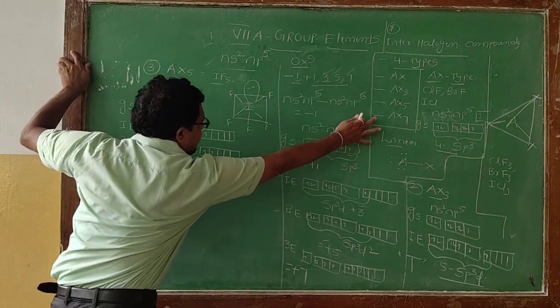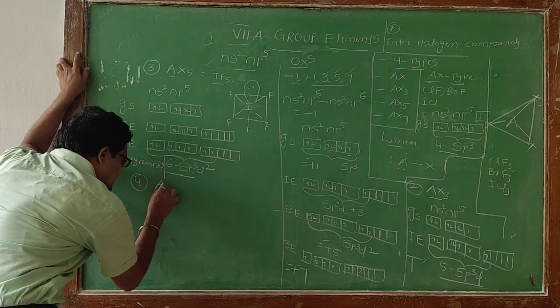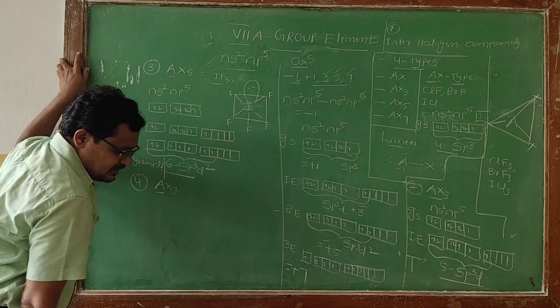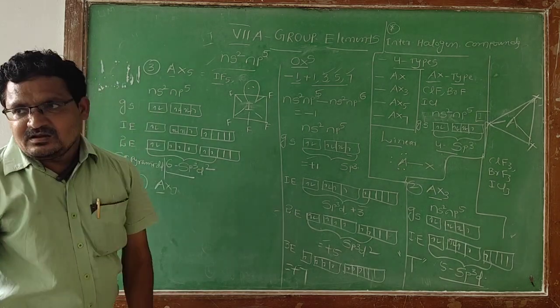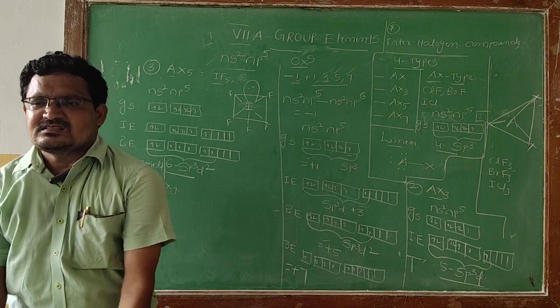The next and last type is AX7 type. The fourth type is AX7 type. Here AX7 type means A is the central metal, X is the unpaired electron.